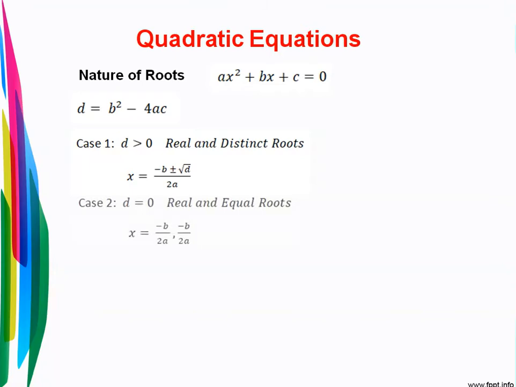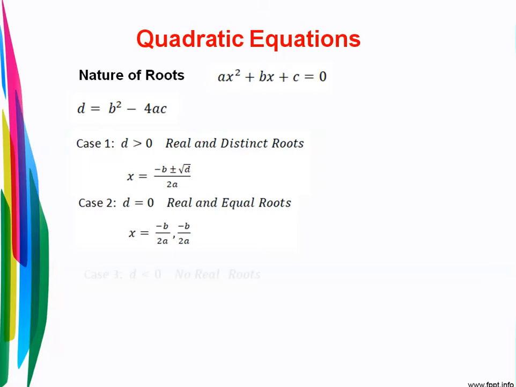If my D is equal to 0, then I say real and equal roots. You can see the previous equation, in which I have root D. Now if my D is 0, then I will not have that term, so what I am left with is x equal to minus b upon 2a. And since a quadratic equation has at most two roots, both my roots are the same here.